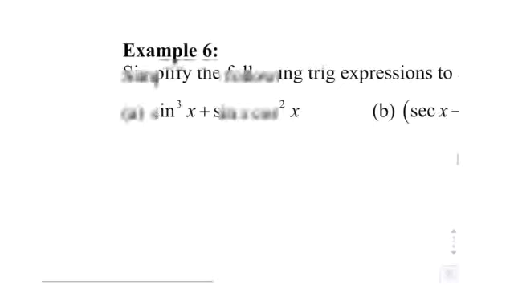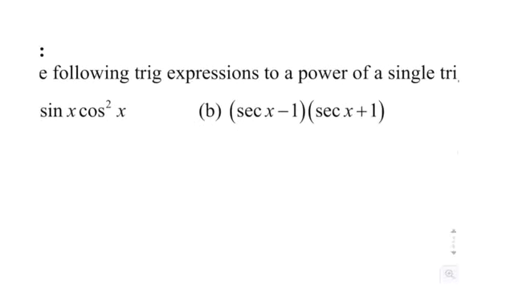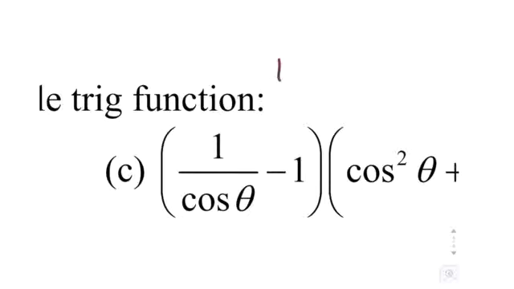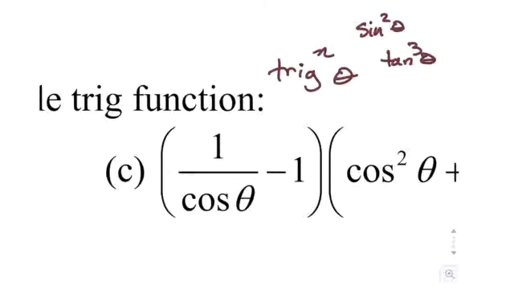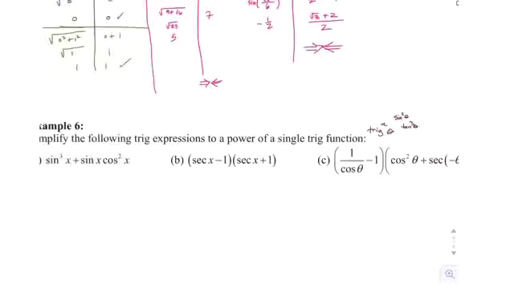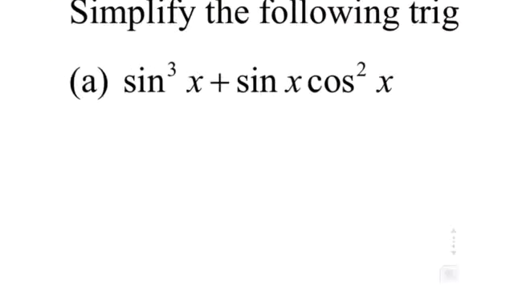Okay. Simplify the following trig expressions to a power of a single trig function. So that's going to be like a trig function to the nth power of theta, like sine squared of theta, tangent cubed of theta, something like that. So it's not quite a proof, but we have a vague target. We're starting with something, and we want to end up with some power of a trig function. When we do proofs, we're actually going to have a target on the other side. Okay, so here we go.